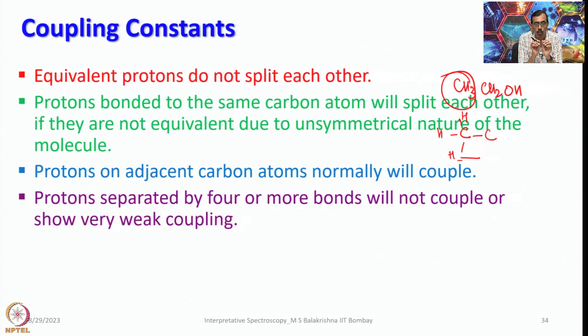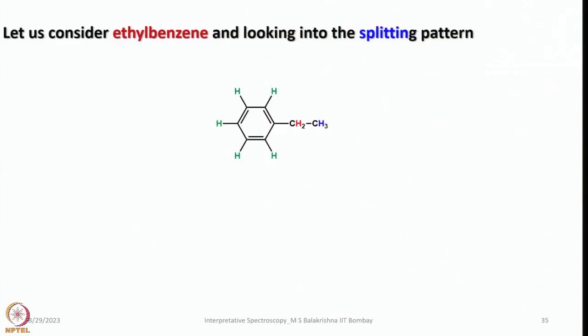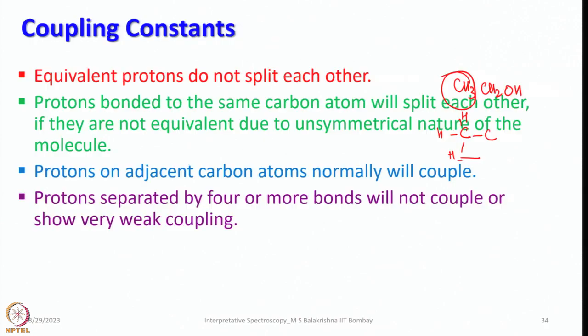Protons separated by 4 or more bonds will not couple or show very weak coupling. That means to see very effective coupling, they should not be more than 3 bonds apart. If they are more than 3 bonds apart, we may or may not observe coupling. If we observe coupling, the magnitude is very small, and hence very weak. I will consider more examples and discuss more interesting aspects about coupling constants in my next lecture.